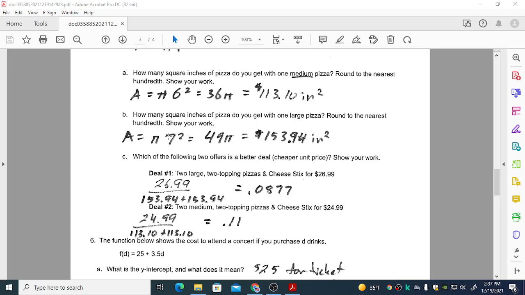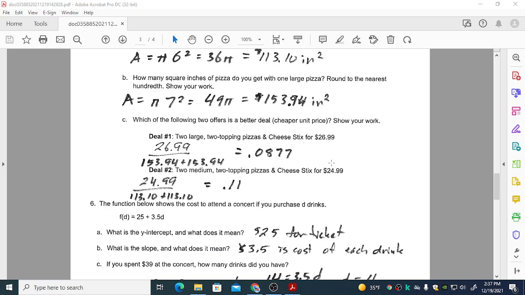And then large is going to be 7-inch radius, and that gives us 153.94, and we all know that it's always cheaper to buy the bigger pizza. So our pizza deal for the largest is $26.99. Now don't forget to divide by 2. You have 2 pizzas, so I wrote that down here.